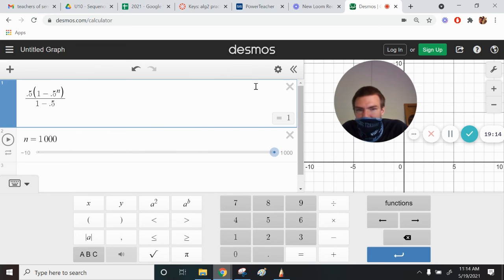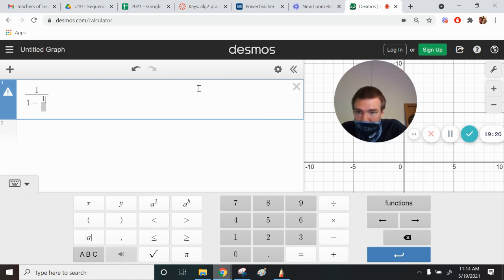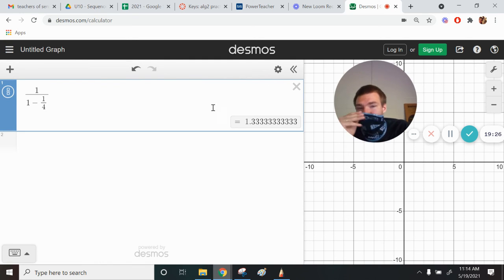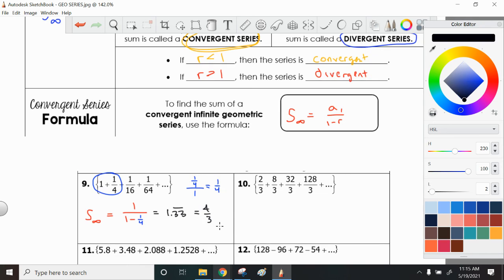Let's see that. 1/(1 - 1/4). Turn it into a fraction if I want, 4/3, or if I have a decimal, 1.333333333. We are converging on 1.33 repeating. We are converging on 4/3, okay? We will never get more than 4/3. We are stuck there because eventually, when we add the 20th term in this pattern, it is a microscopic little crumb. It does nothing. It doesn't actually add anything. It does technically, but doesn't really make a difference.